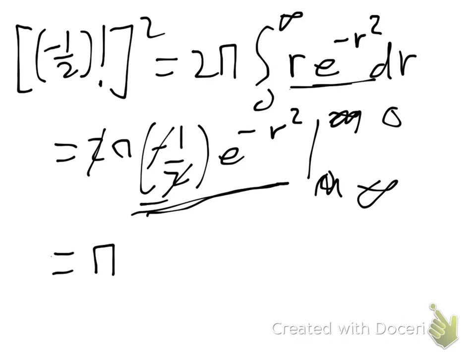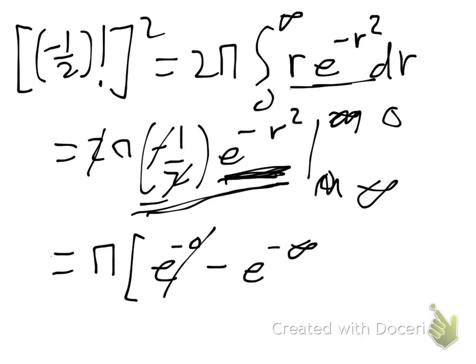So this is going to equal pi. Now plugging in 0 gives us 1, and plugging in infinity gives e to the minus infinity, which goes to 0. So I'll write that out: e to the minus 0 minus e to the minus infinity. This goes to 1, this goes to 0. So it turns out that it's just pi. But that was the answer for the square of what we were looking for.